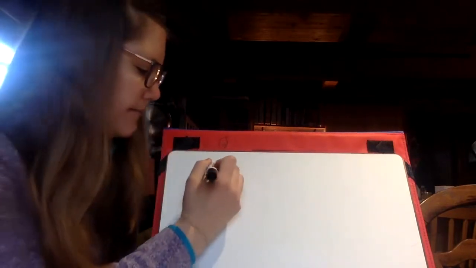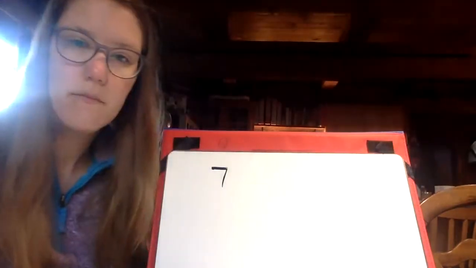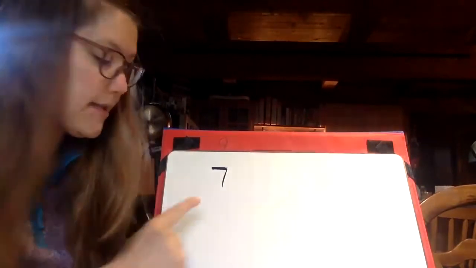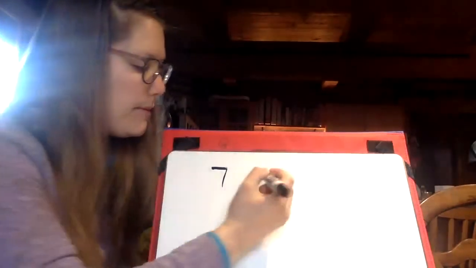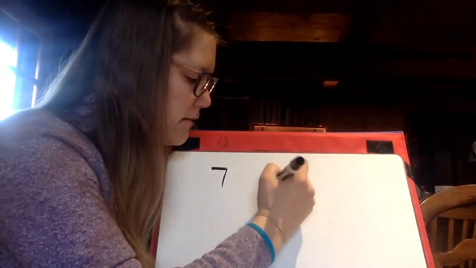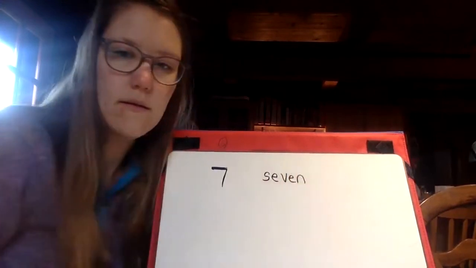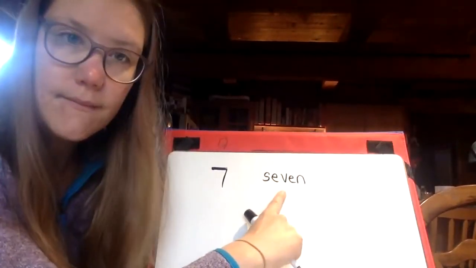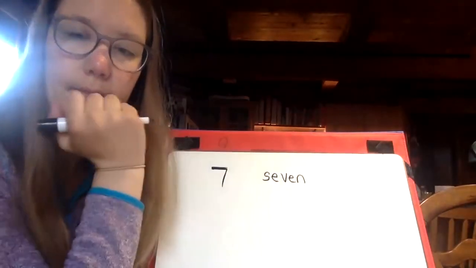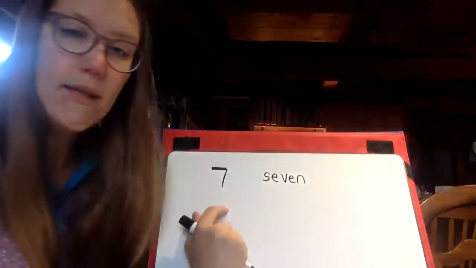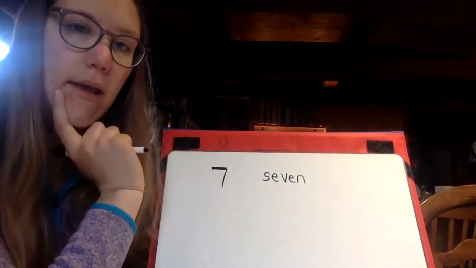Let's think about that in terms of numbers. So if we had a number like 7, I definitely know that this is 7, right? But what about this? Does this mean 7? Yeah, this is the number word 7. So both of these mean 7, okay?